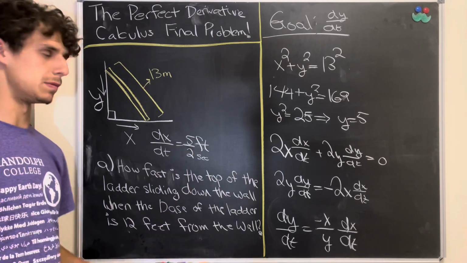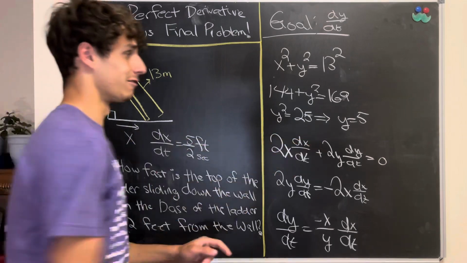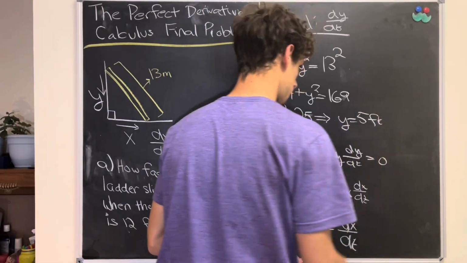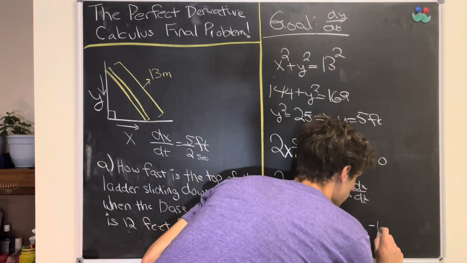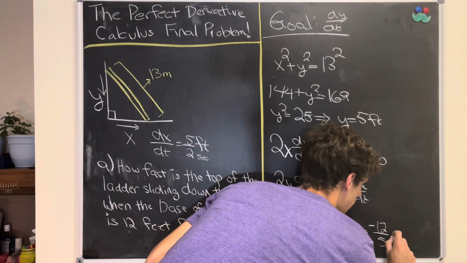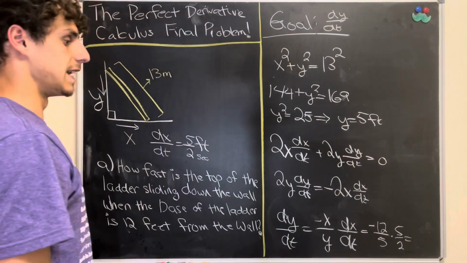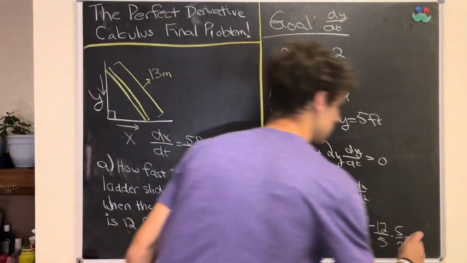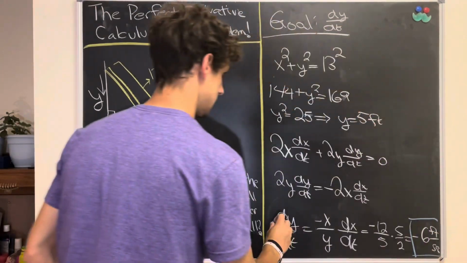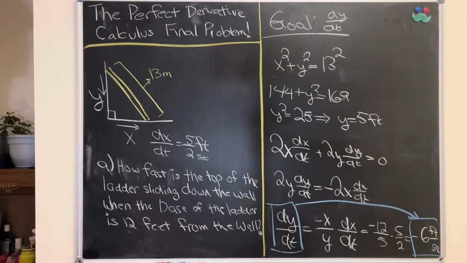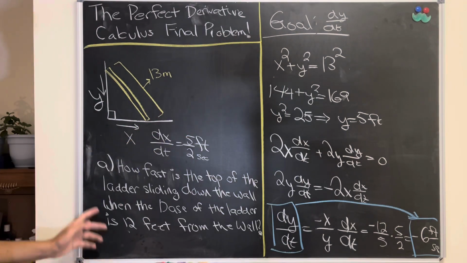I think I had this written as meters, but this should be feet. We know that x is 12 feet, and we know that y is 5 feet. So here we know that our number is negative 12 over 5 times 5 over 2, which is in fact negative 6. So this is our dy over dt value here. So now that we're done with part A, I'll go ahead and write that conclusion up here, and then we'll move on to part B.